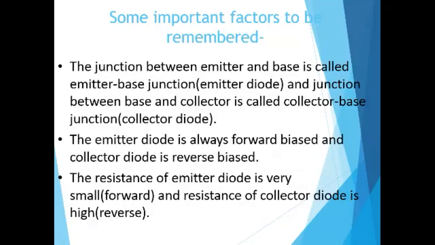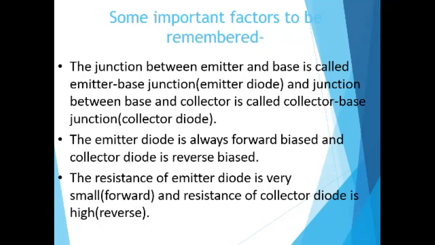The junction between the emitter and base is called the emitter-base junction. That is the emitter diode. And the junction between the base and collector is called the collector-base junction. That is the collector diode. Junction means between the terminals. So between the emitter and base is the emitter-base junction, and between the collector and the base is the collector junction.